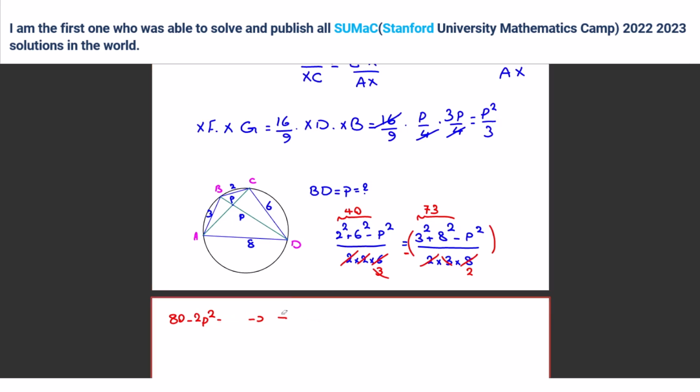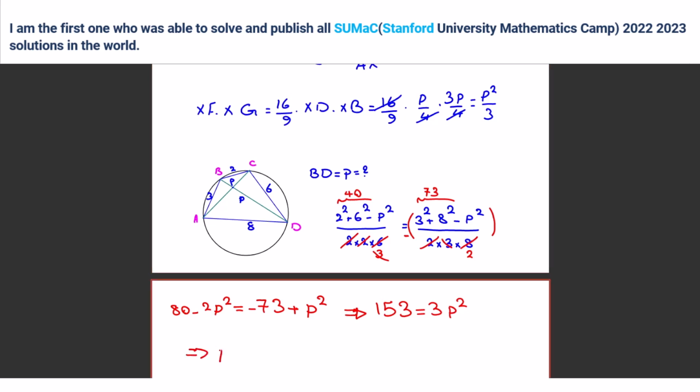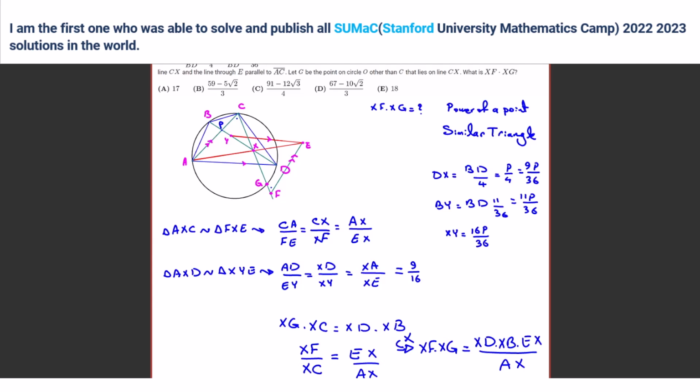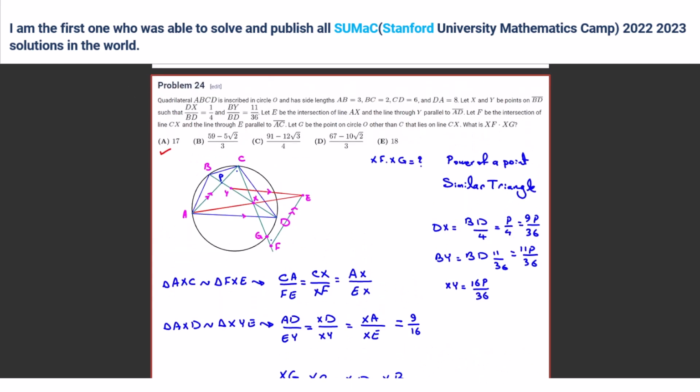Okay, yeah. So if we cross multiply, it will be 80 minus 2p squared is equal to negative 73 plus p squared, right? Okay. So 153 is equal to 3p squared. Agreed? Yeah. So p squared is 51. So p squared over 3 is 17, right? Yeah. Okay, so the answer is choice 17, right? Yeah. Okay, good job.